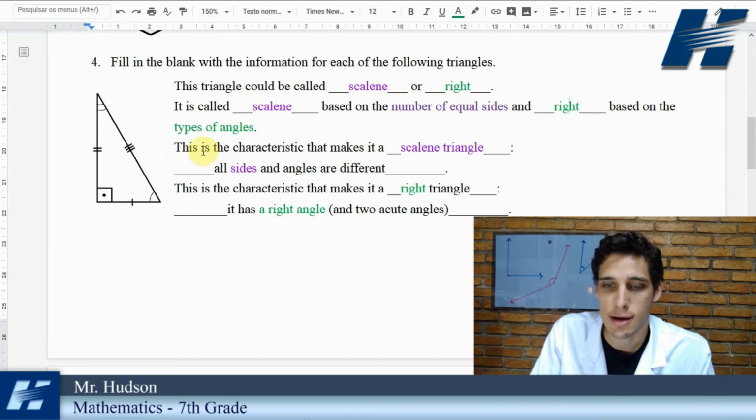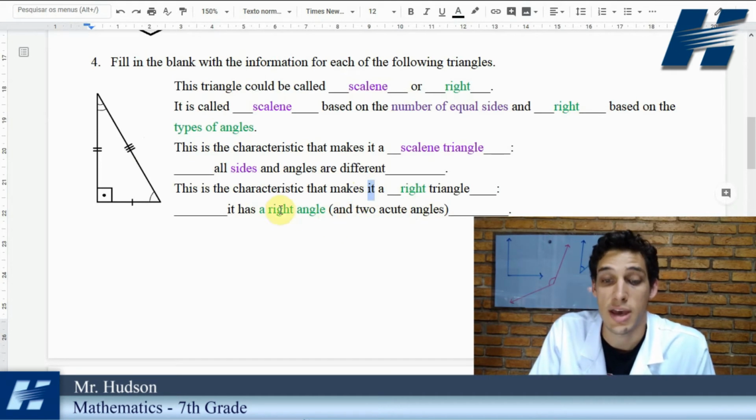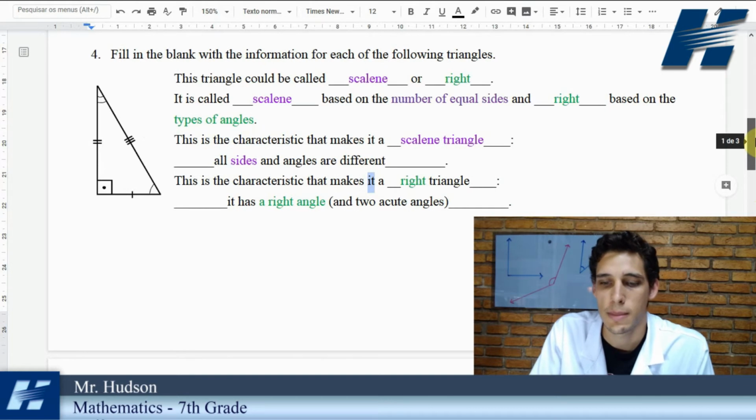Alright. This is the characteristic that makes it a scalene triangle. What characteristic? All sides and angles are different. This is the characteristic that makes it a right triangle. It has a right angle, and also it has 2 acute angles. But this is kind of obvious because there's no other option. In order for it to be a triangle, if it has a right angle, it has to have 2 acute angles left. Alright, so you guys get the idea. Most of you got it right, but some people were a little confused, so let's go.